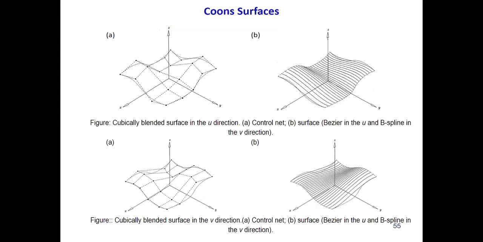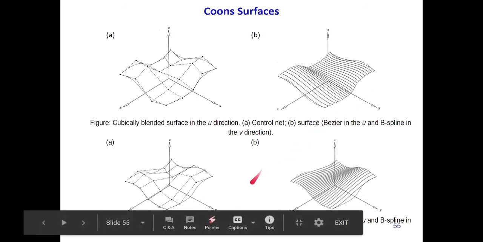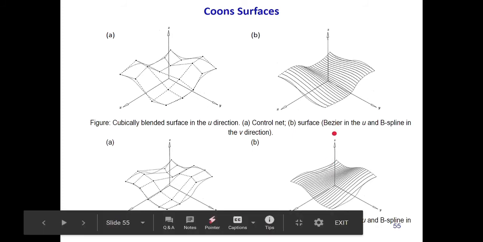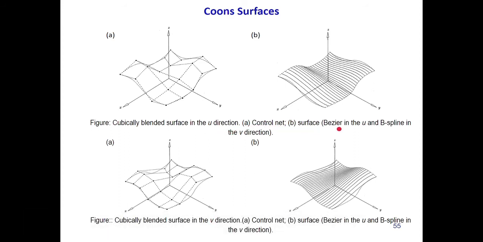This slide shows us the control net, all the control points and the resulting surface from those control points for the cubically blended surface in the u direction. And these diagrams at the bottom show the control points and the resulting surface in the v direction. One thing to notice is that the cubically blended surface in the u direction will be a Bezier surface, and it will be a B-spline surface in the v direction.